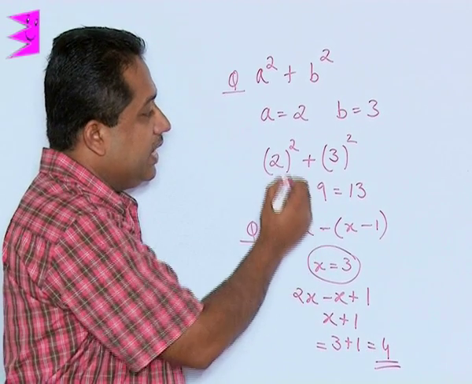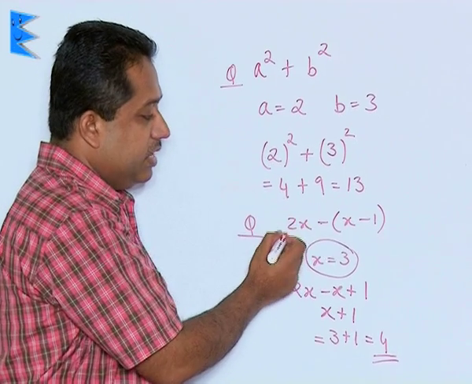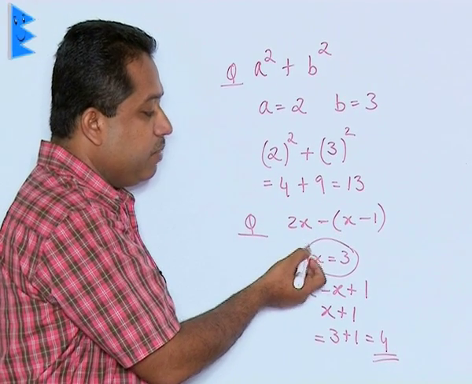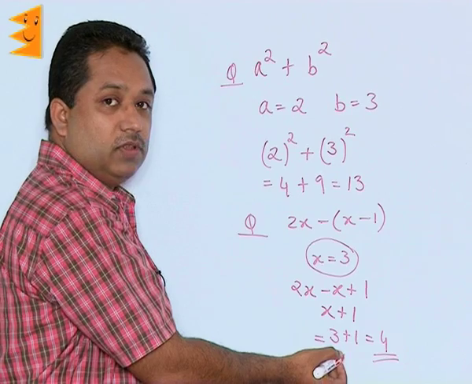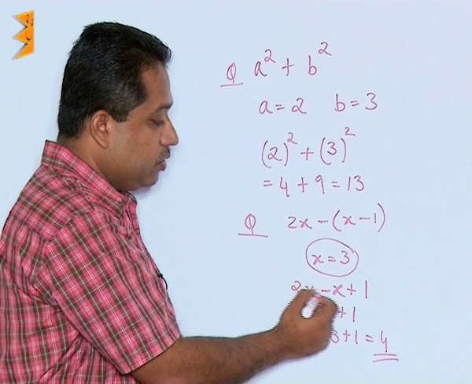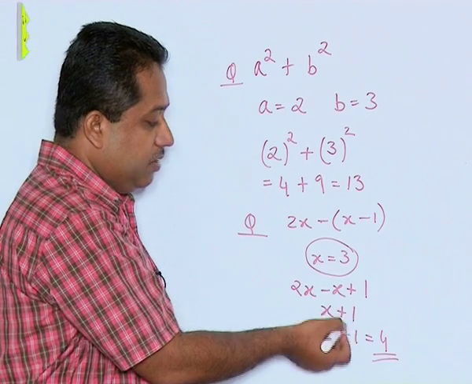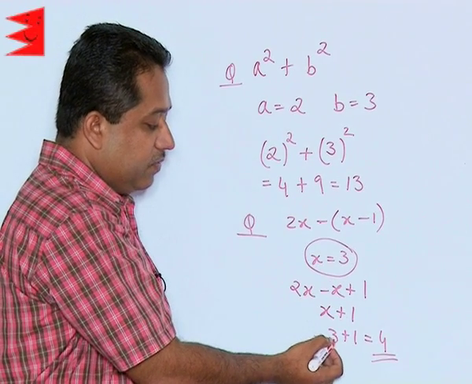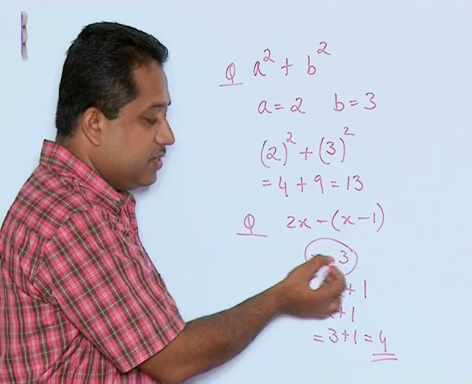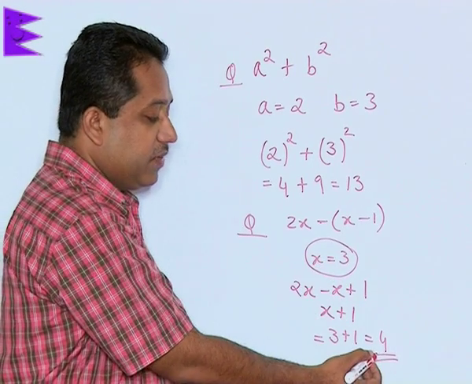So you can directly substitute like this, or in some cases the question may say simplify and then solve. So the simplification process means you have to open the bracket and get the simplified expression and then put the value of x as 3, and when we put the value of x as 3 or whatever is given to us in the question, we get the final result.